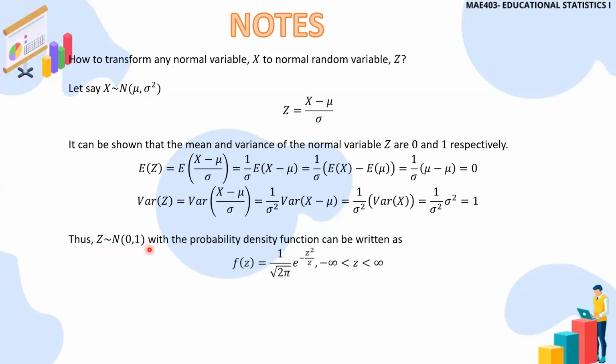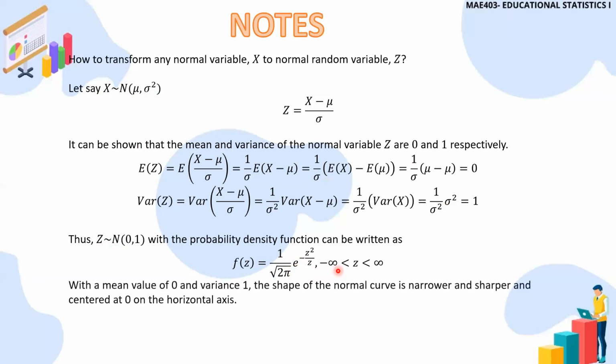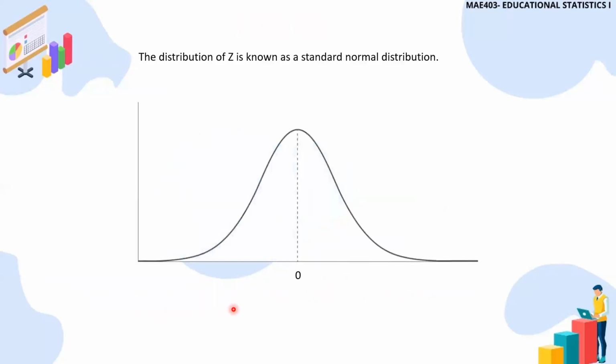And we can write the function of Z as 1 over square root 2 pi e power of negative z square over 2, for z from negative infinity to infinity. With the mean value of 0 and the variance of 1, the shape of the normal curve is narrower and sharper and centered at 0 on the horizontal axis. So here is the curve of the standard normal distribution where the mean is 0.